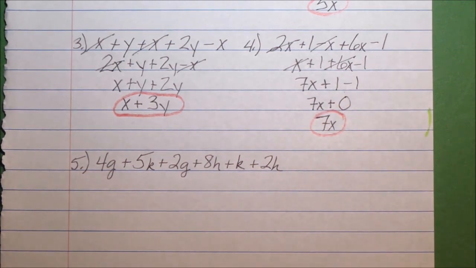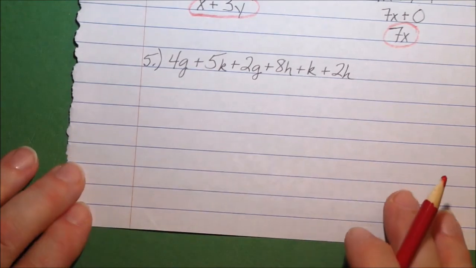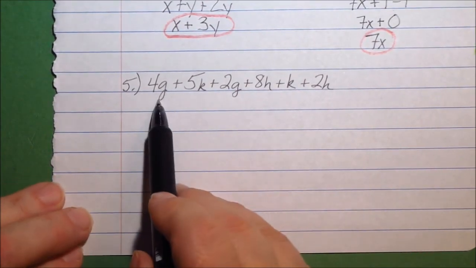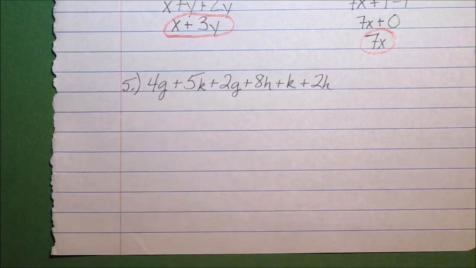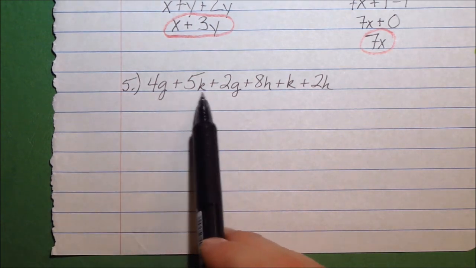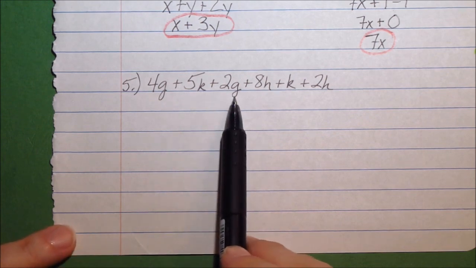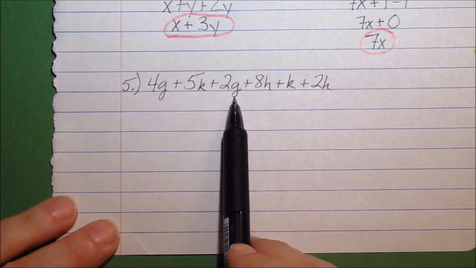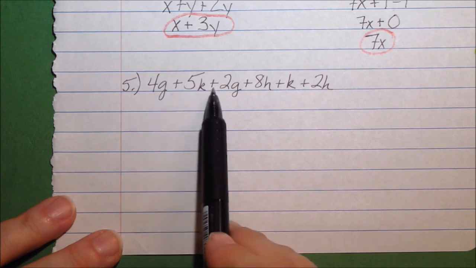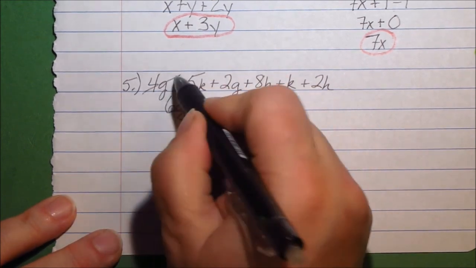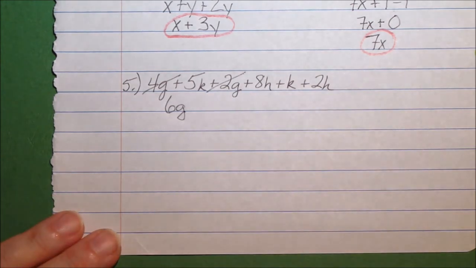All right? Okay, last one. Last one. All right. So 4g. Do we have any like terms there? Well, this one has a variable of k, so it is not a like term. This one has a variable of g. It is a like term. So I'm going to combine those two. 4 plus 2 is 6g. And I'm going to cross those two off, so I know I've dealt with those.